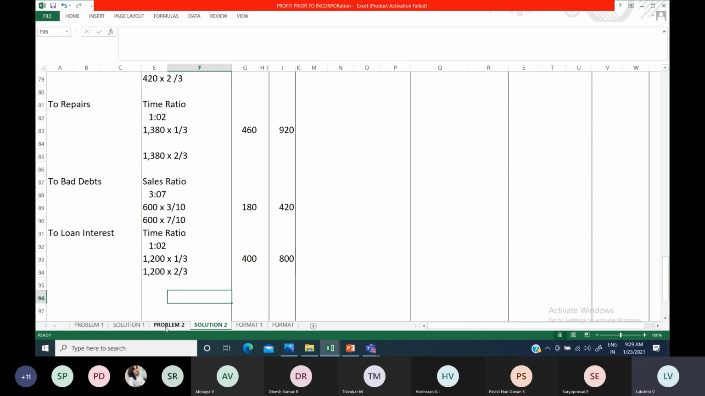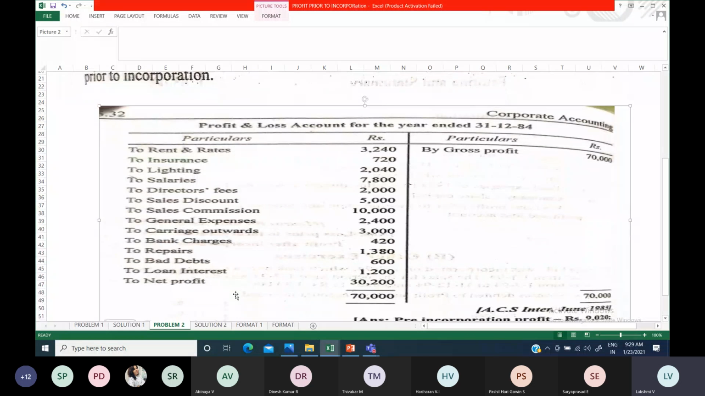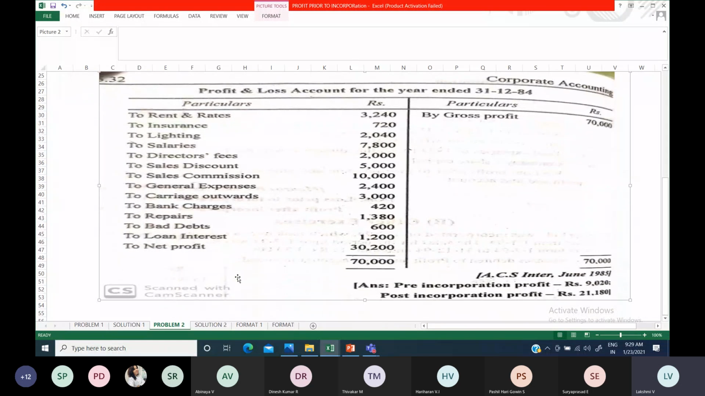Okay. So you just find out whether all the items have been put properly: time ratio, sales ratio, and so on. You have to find out whether it has been done properly, with all the details given to you. Okay. Now balance your account.